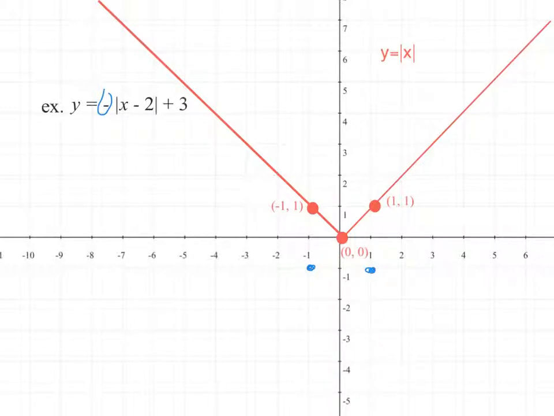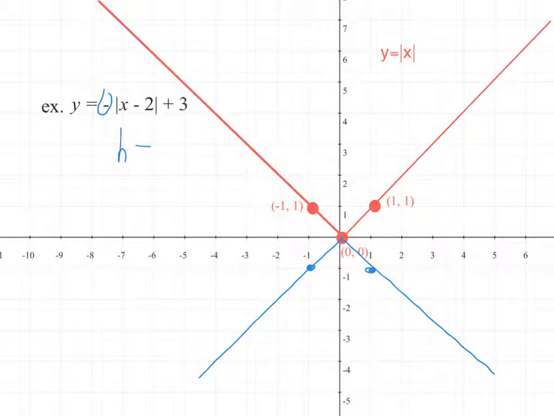Now 0, 0, if there's a mirror lying on the x-axis, isn't going to get flipped anywhere. But the other ones do. So now my graph looks like this. This is the opposite of the absolute value of x. Now let's look at the other parts.